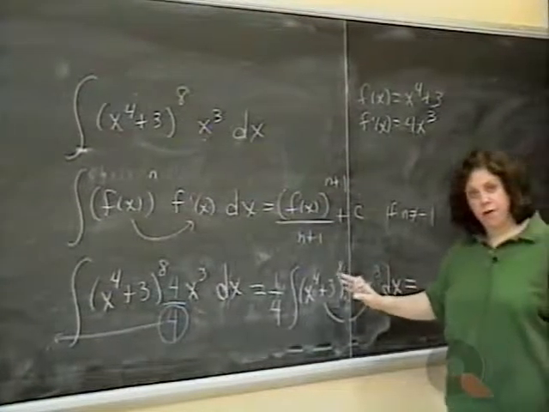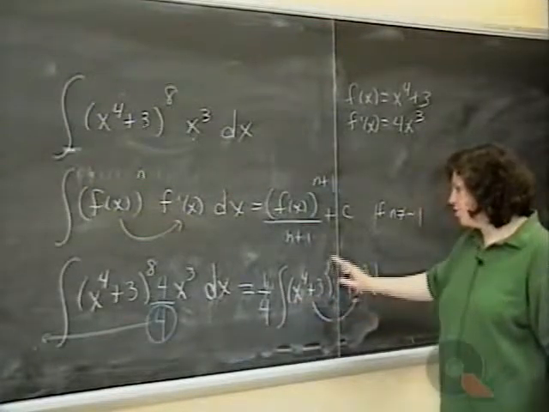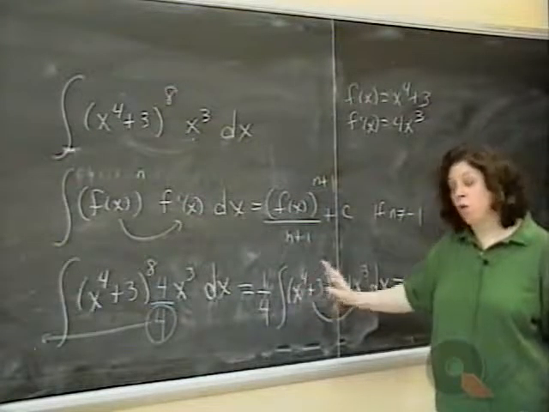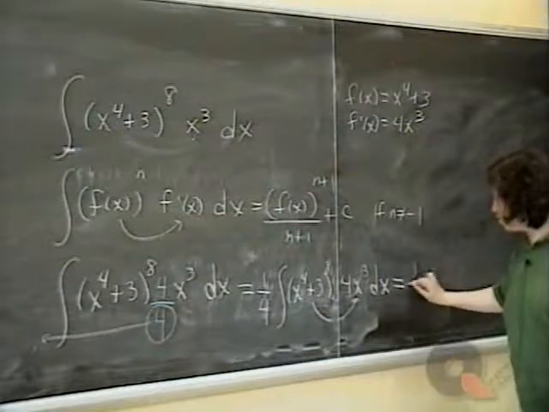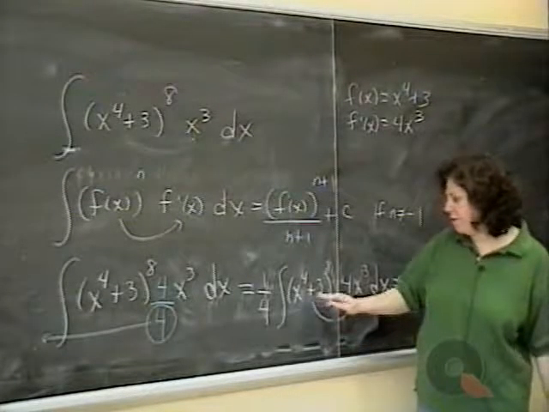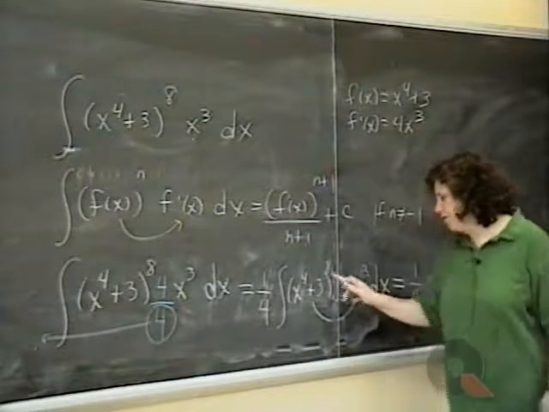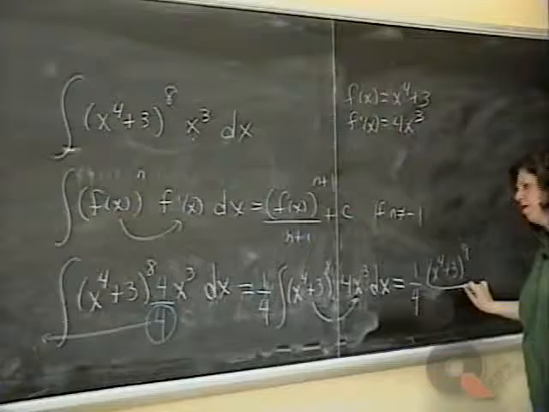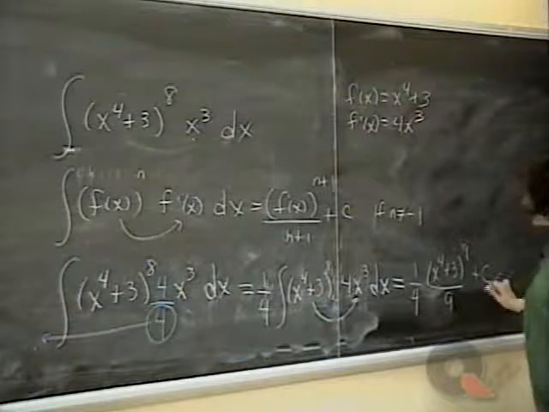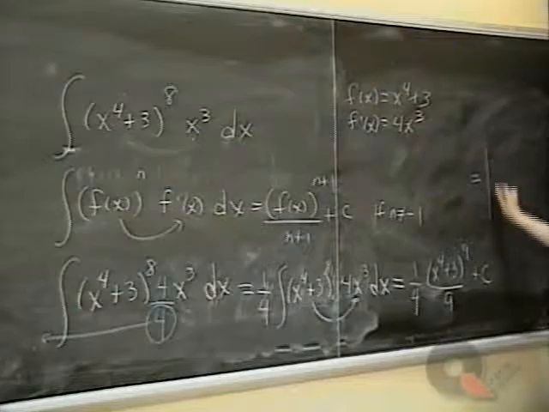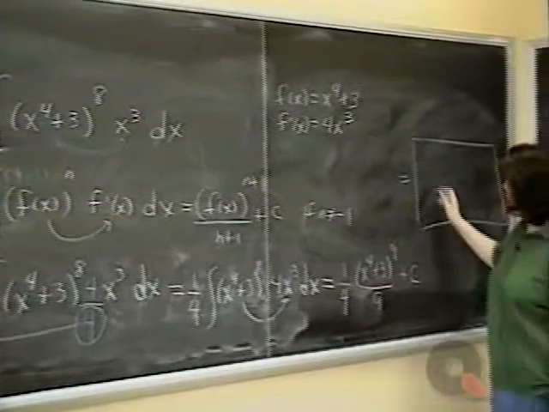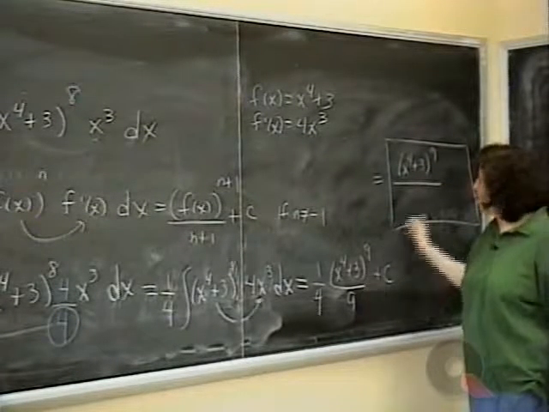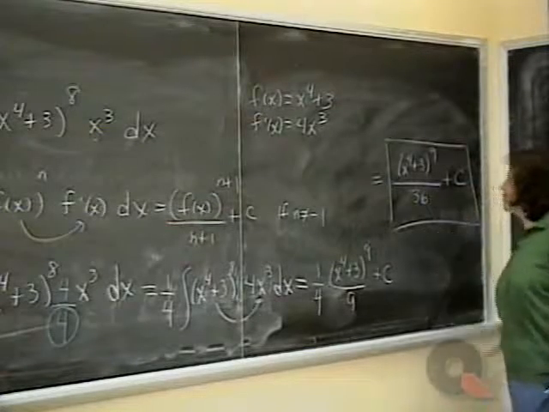So we have 1/4 function to a power followed by exactly its derivative. We could have taken the other 4 out and go back where we started, but we don't want to. We want to leave it like this. So it's 1/4. And now here we have exactly what we want, a function to a power followed by exactly the derivative. So we're going to get the function x to the 4th plus 3 to the 1 more power over that power plus a constant for a final answer of x to the 4th plus 3 to the 9th power over 36 plus c.